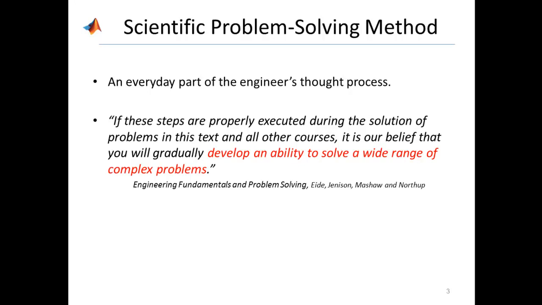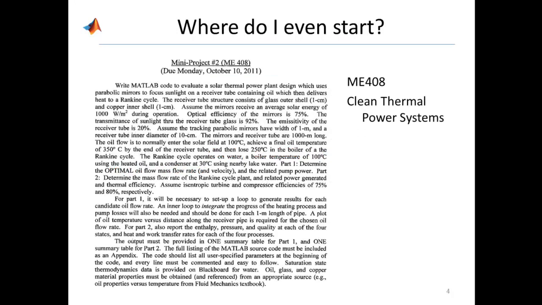So far, most problems we have solved in high school were maybe 2 or 3 sentences long. However, in college, the problems might be 2 or 3 pages long, so where do you even start? For example, this is a mini project in Mechanical Engineering 408. This is a 400 level class, Clean Thermal Power System. You notice that there is not just 1 or 2 sentences, but rather a lengthy explanation of what the process is supposed to do. So where do you even start?